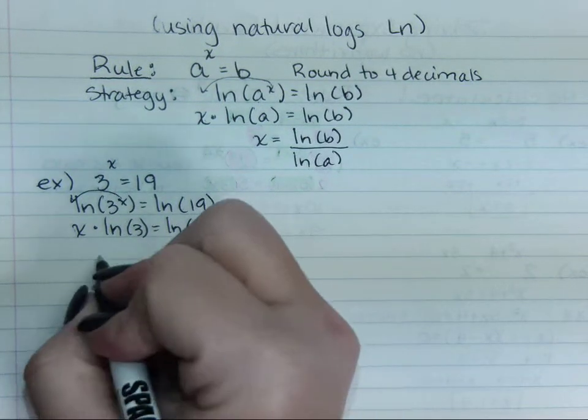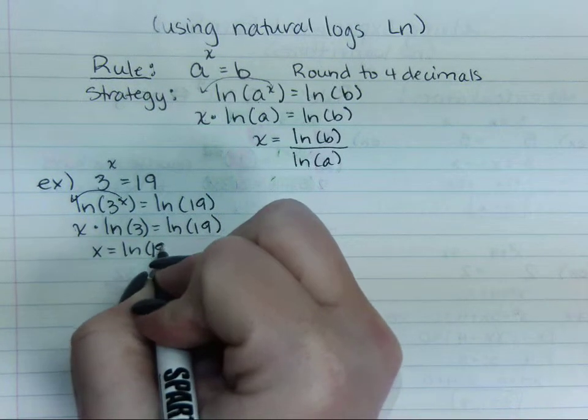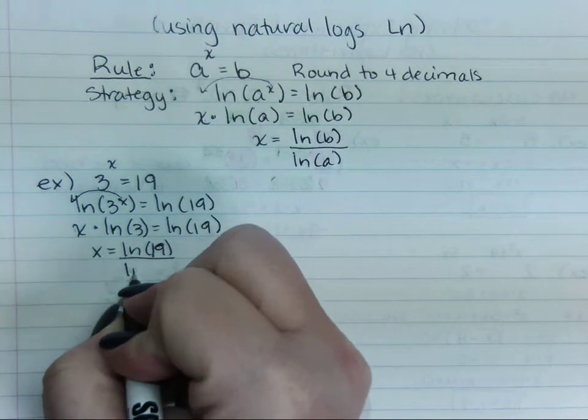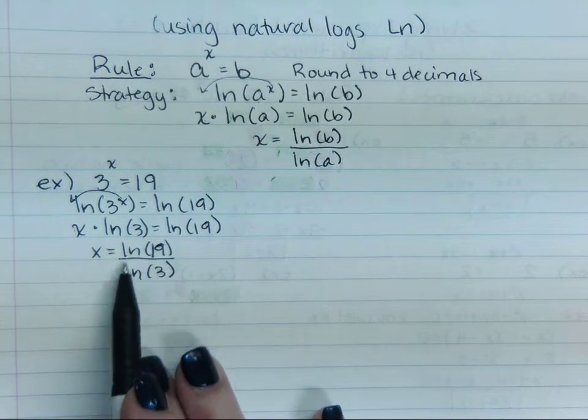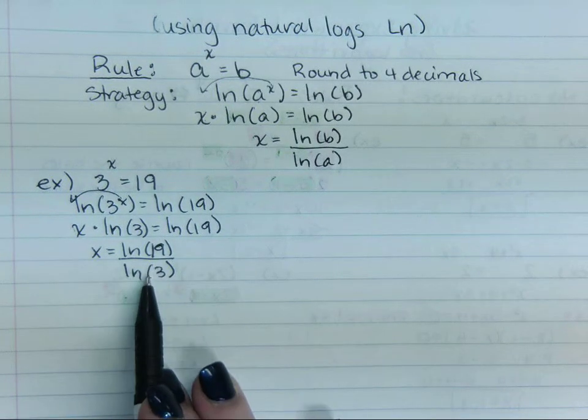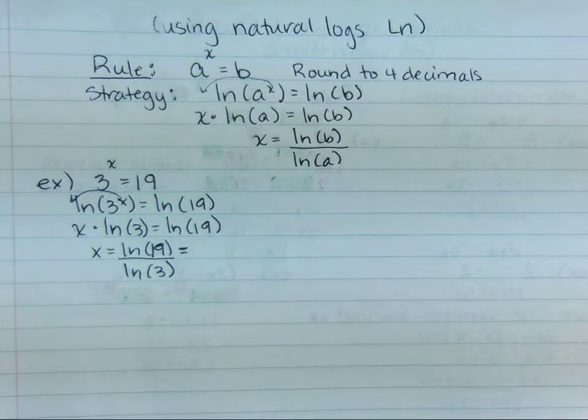And so this right here, the ln of 19 divided by the ln of 3, is what we consider an exact answer, or an exact value. It's just like if you have a fraction, like 4/3. This is my exact answer. And so we're going to approximate to 4 decimals.